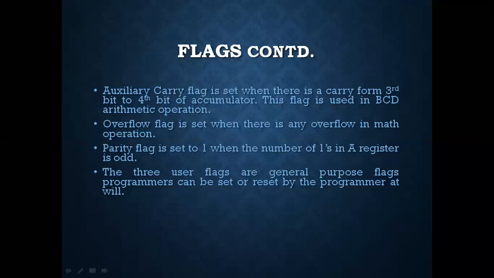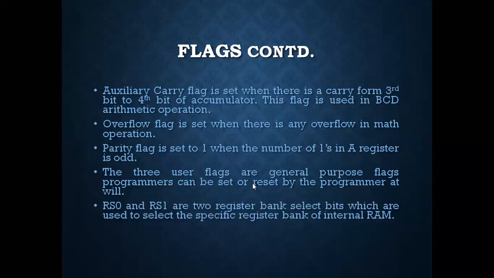The three other user flags are general purpose flags. Those are programmable and can be set or reset by the programmer at the programmer's will. RS0 and RS1 are the two register bank select bits, which are used to select the specific register bank of internal RAM. So what is a register bank?